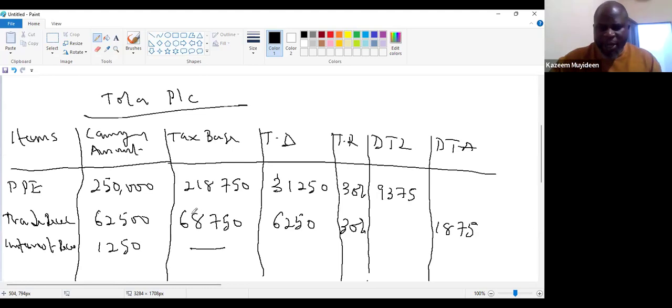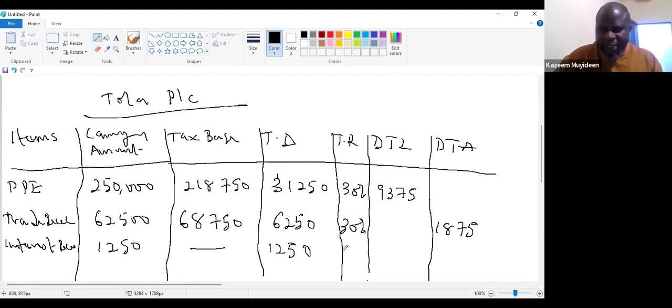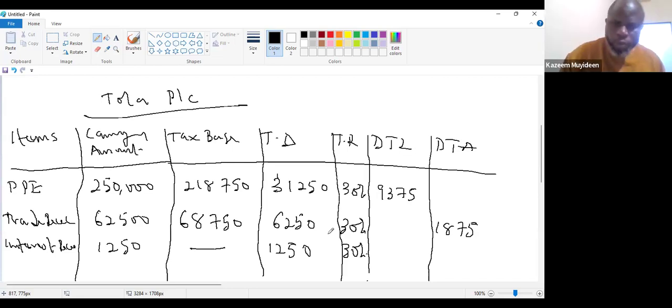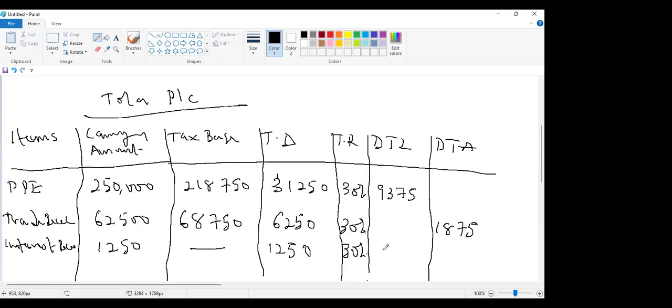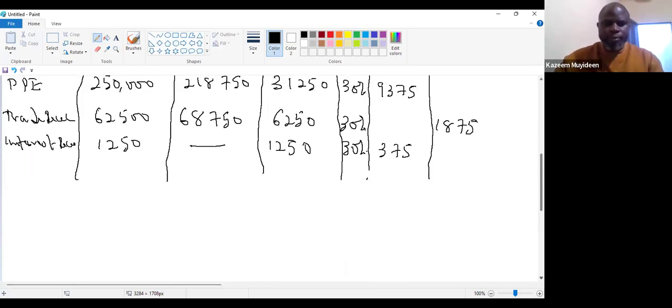Has it created a temporary difference? Yes, which is 1,250. What is the tax rate? 30%. Is it a deferred tax liability? Yes, liability, because the current amount is greater than the tax base. I will multiply 1,250 times 0.3. That will give me 375. If you have any question to ask, please, you can ask me.